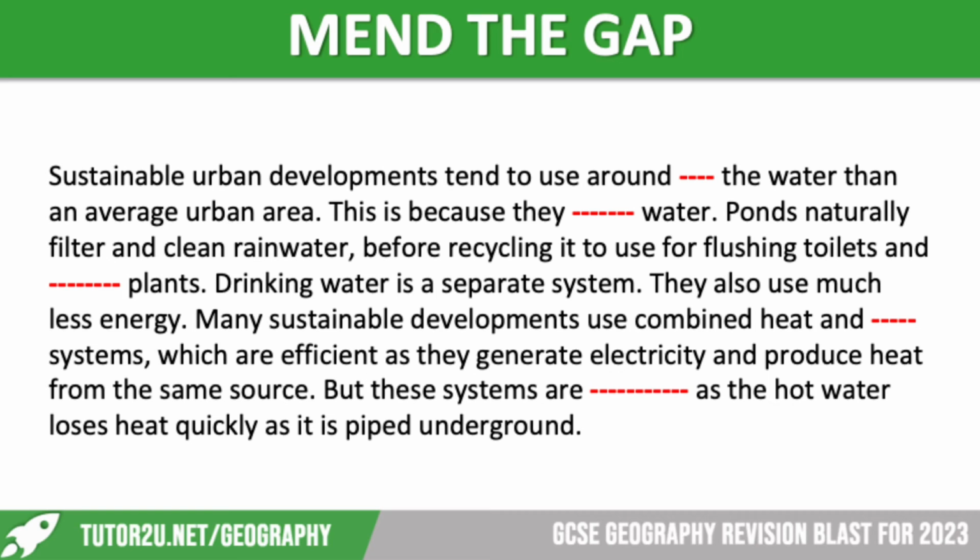So you've got 5 missing words there. The number of dashes signifies the number of letters for each one. So if you can pause the video for a moment, try and work out what they are, and then we will reveal.